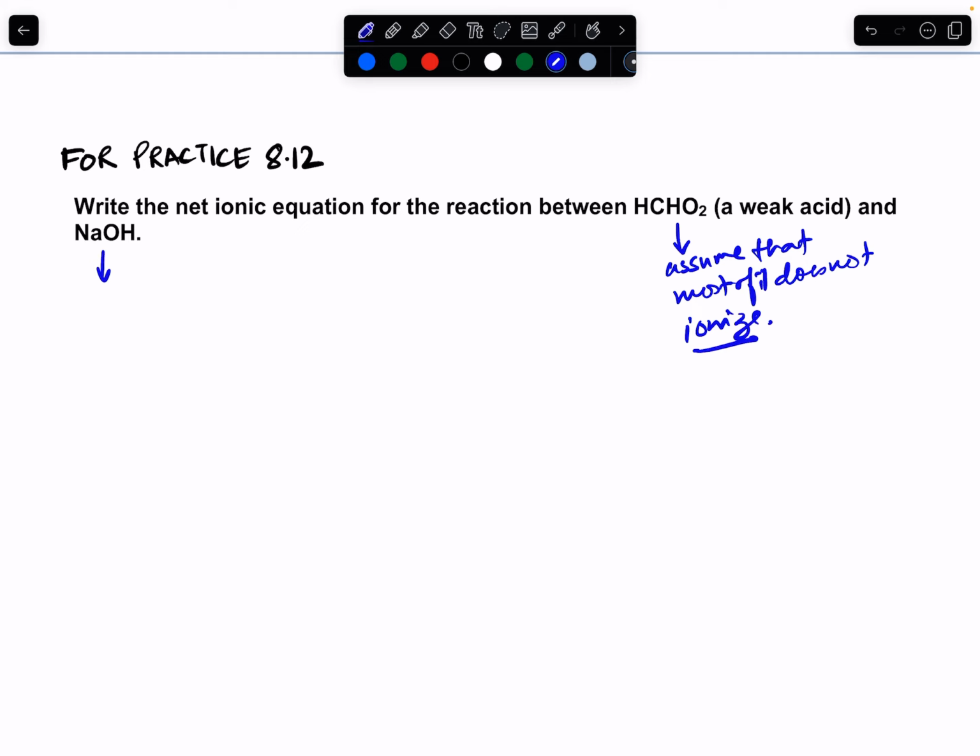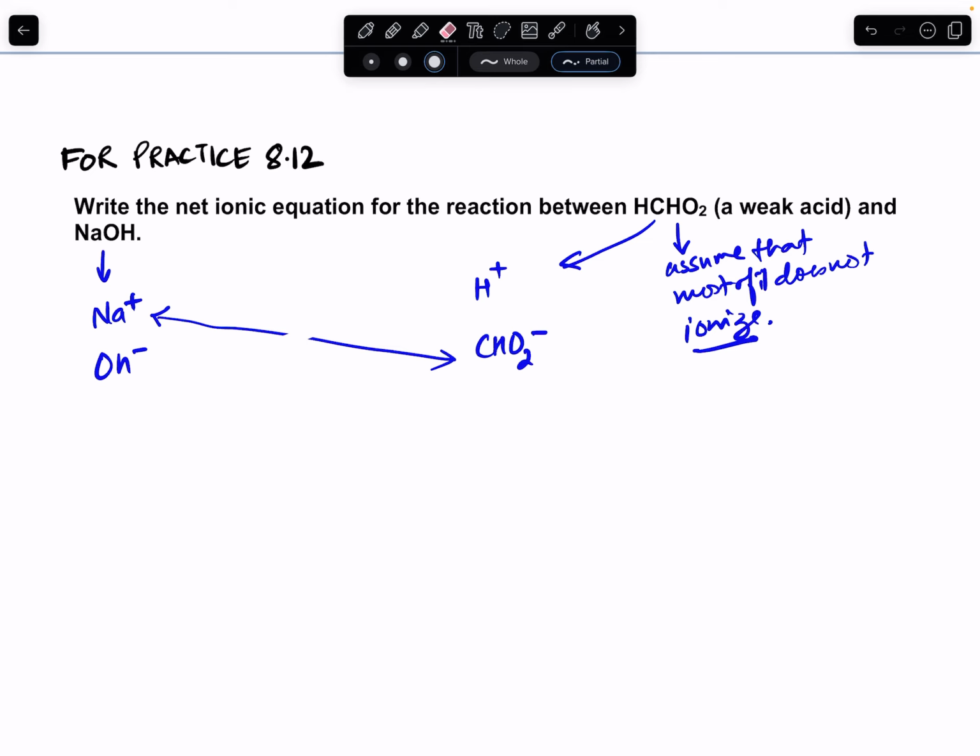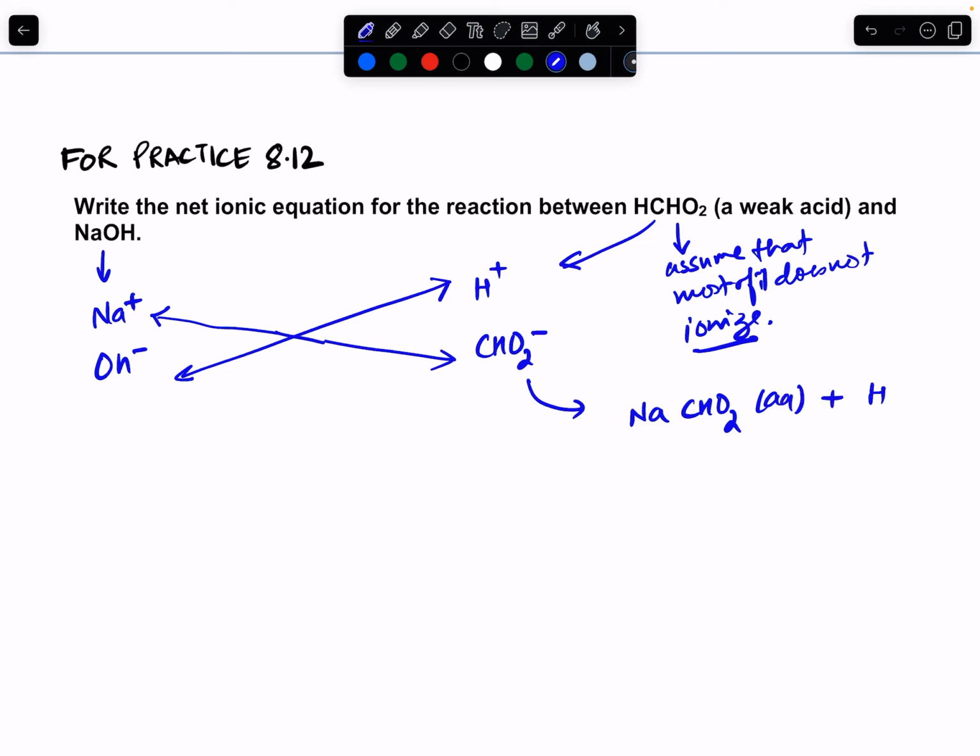So NaOH is a strong base, so that's going to form these ions, Na plus, OH minus, and this one, a few of them are going to form ions, so we're going to write a few ions that form. So that's going to be H plus and CHO2 minus, and then we're going to crisscross them to predict the products. This is going to form NaCHO2 aqueous, plus the H plus and OH minus is going to form H2O, liquid.